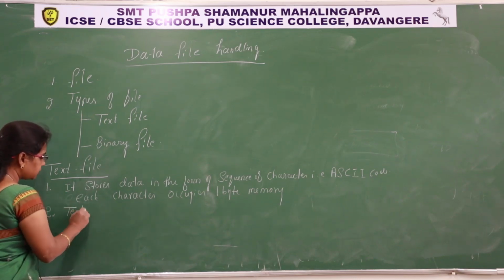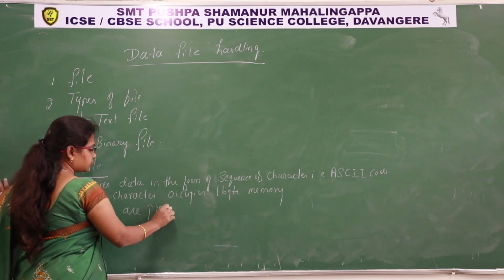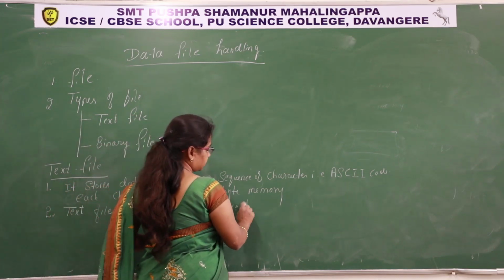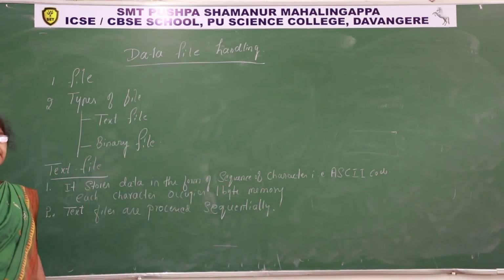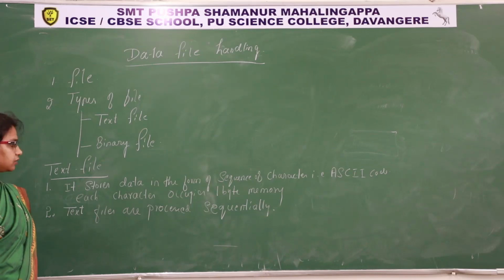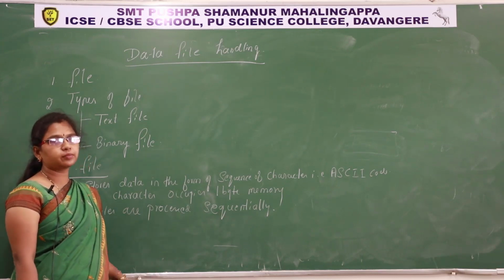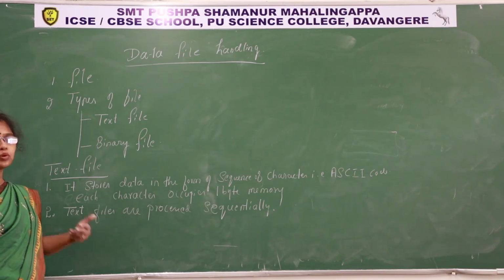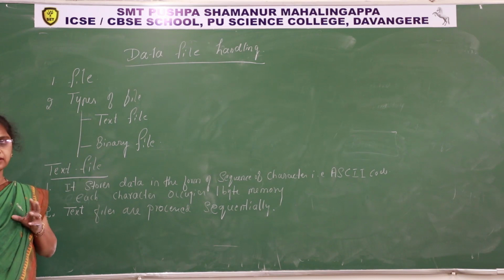Text files are processed sequentially. It means if I store 3 records in the text file, 3 students records, so I want to display, it starts from the beginning. I cannot start from the second record, or I cannot start from the third record. It means the program cannot read the data from the middle or from the required position in the text file.